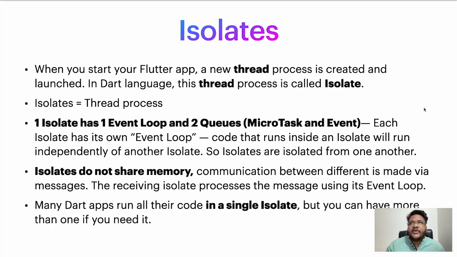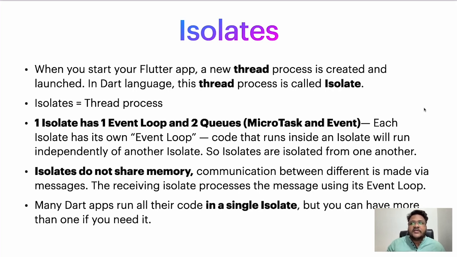In the Dart environment, a thread has its own allocated memory, which is not shared with any other thread. That's why we call it an isolate, because it has its isolated memory space that is not shared with any other thread. One isolate has one event loop and two queues, which are the microtask queue and the event queue.